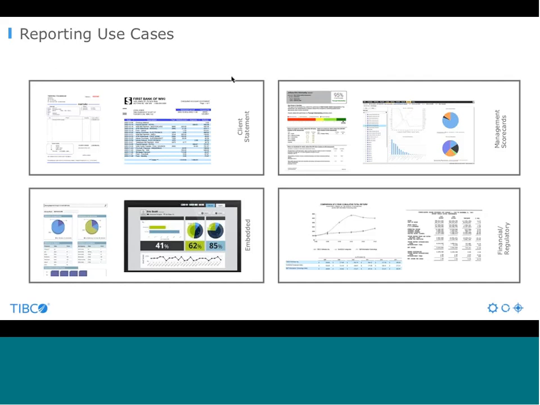On the bottom left, you've got embedded. The screenshot there on the left of that frame is an IT monitoring utility, but basically any software now is going to include some sort of reports. And then finally, at the bottom right, financial regulatory type reports. Whether it's just P&L type statements or some sort of regulatory reports that you, as a bank or financial institution, need to turn into the government once a quarter. Those are all still very common reporting use cases we see.